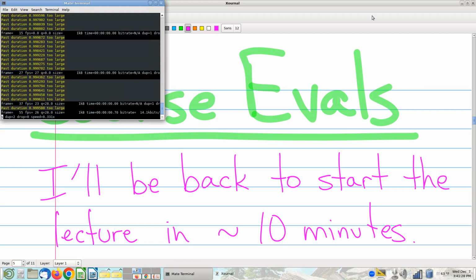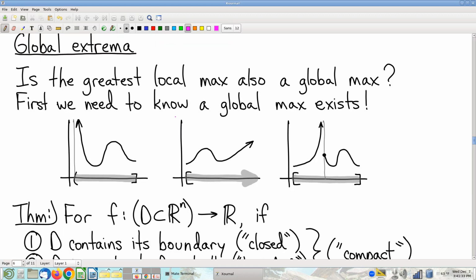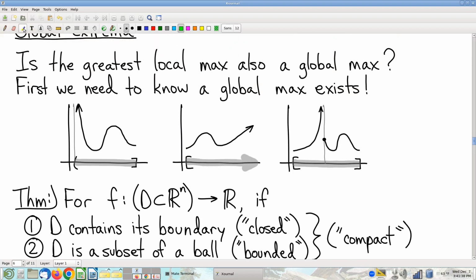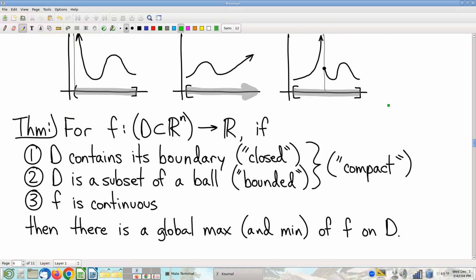Okay, and we're going. So last time we were talking about global extrema, and I gave you all this theorem. Basically the conditions of the theorem say that as long as none of this funny business right here happens, as long as we don't have open ends on our domain, or an unbounded domain, and as long as we don't have discontinuities in the function itself, then none of these scenarios can happen that would allow an absolute maximum to fail to exist.